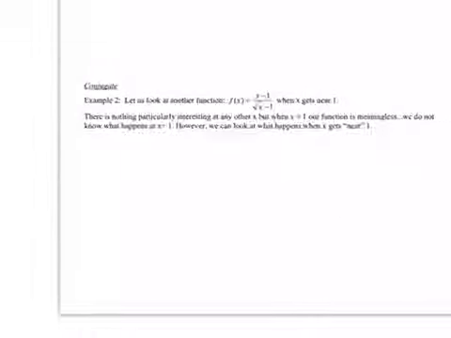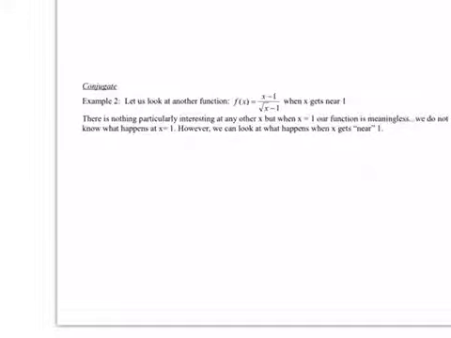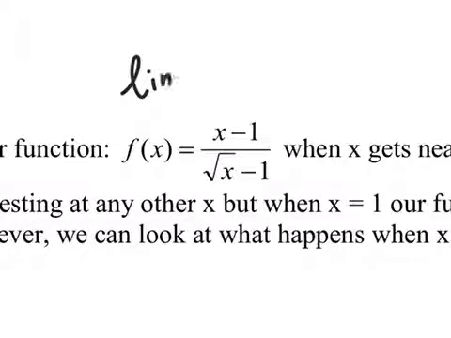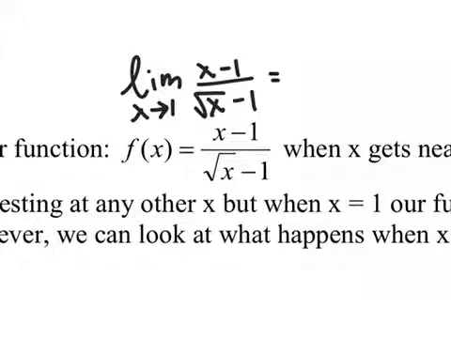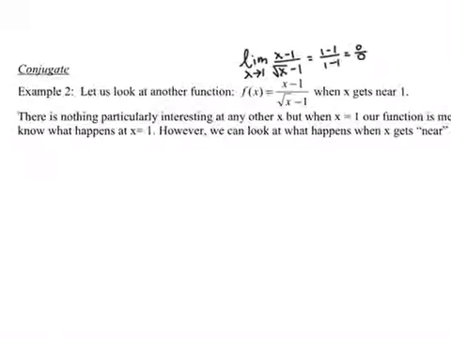Our second method, I'm going to expand here so I can read the whole thing. In example 2, it says, let us look at another function, f of x, where we have x minus 1 over the square root of x minus 1 when x gets near 1. So the first thing that you want to investigate is what happens to this limit. Well, the limit as x approaches 1 of x minus 1 over square root of x minus 1. If I do a direct input, that'd be 1 minus 1 over 1 minus 1, which is 0 over 0. That should ring a bell and say I got more work to do.